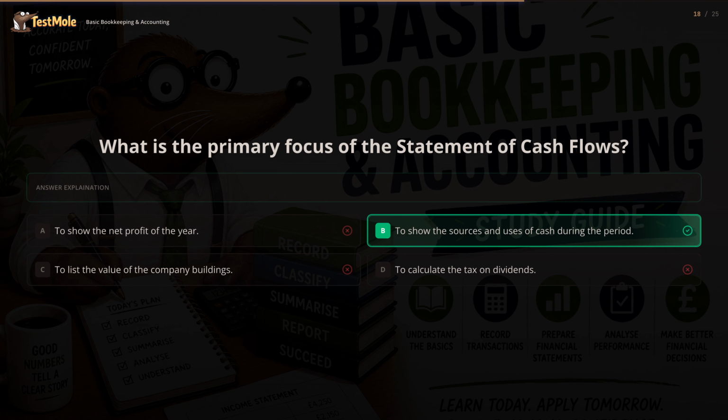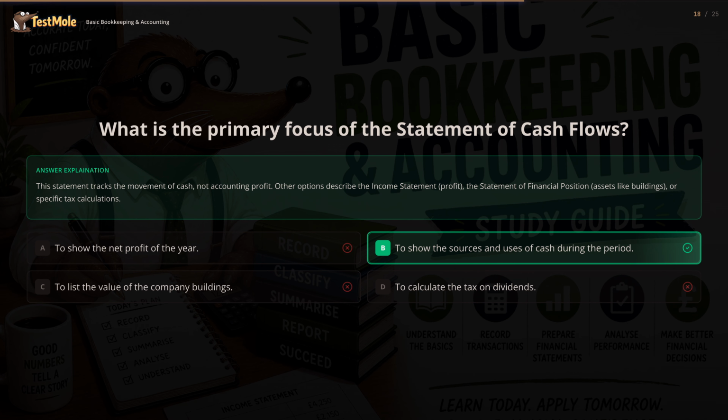The answer is B. This statement tracks the movement of cash, not accounting profit. Other options describe the income statement, profit, the statement of financial position, assets like buildings, or specific tax calculations.